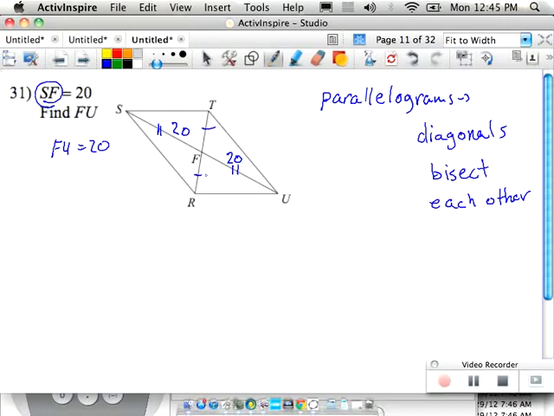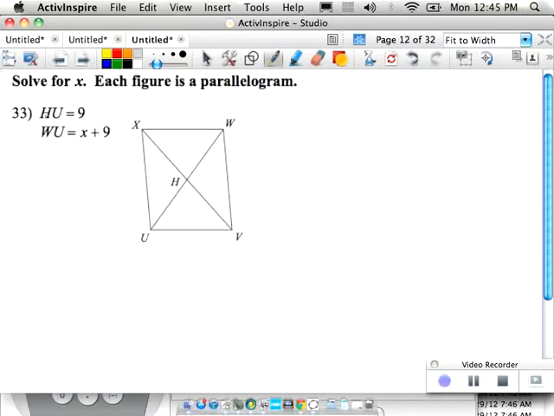You just have to look visually at the picture and see what it is asking you. In this case, we just have to recognize that it was bisected. Therefore, those 2 pieces were equal. Let's look at one that's similar.